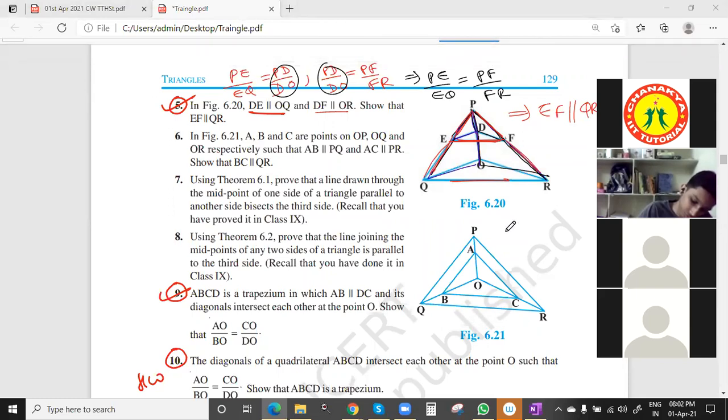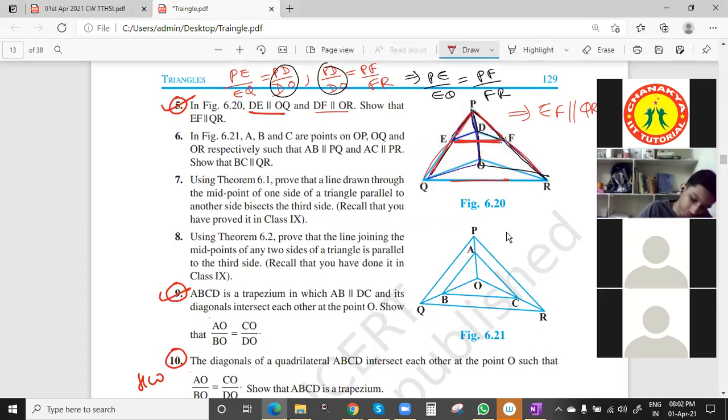Same like we have in fifth one. So P by EQ equal to PF by ER. That means line joining EF will be parallel to QR. So we can say EF will be parallel to QR. Correct.